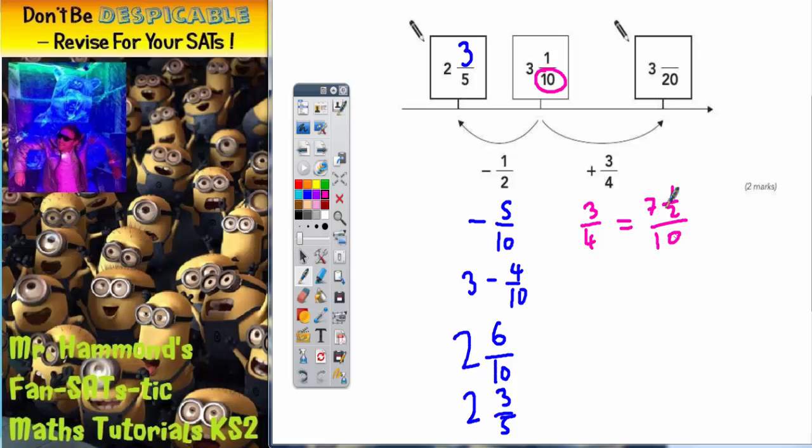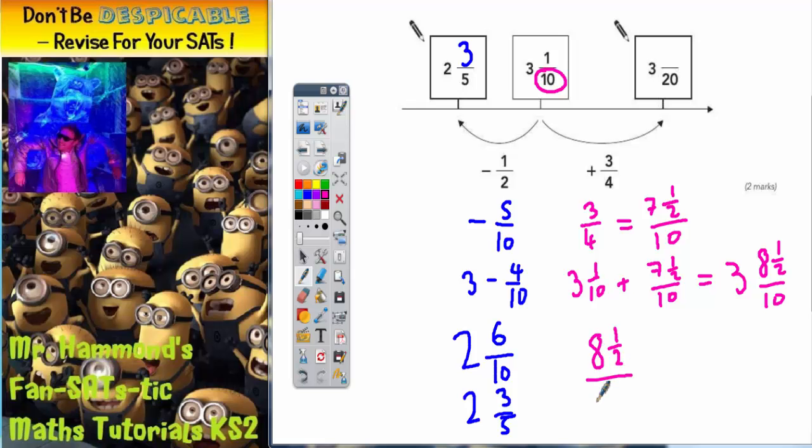So if we were adding 7½ tenths onto 3 1/10, so 3 1/10 add 7½ tenths, that would give us 3 8½ tenths, because 1½ plus 7½ is 8½. But we want our answer in 20ths. So all we need to do now is turn 8½ tenths into 20ths. So 8½ tenths, how do we turn that into 20ths?